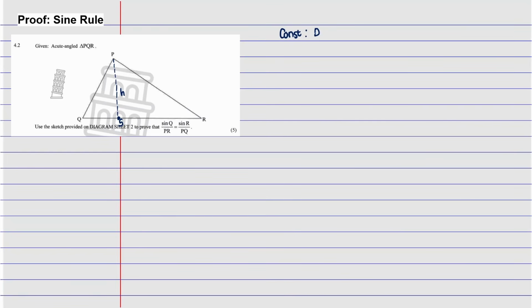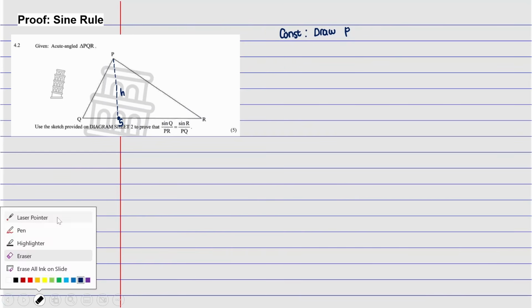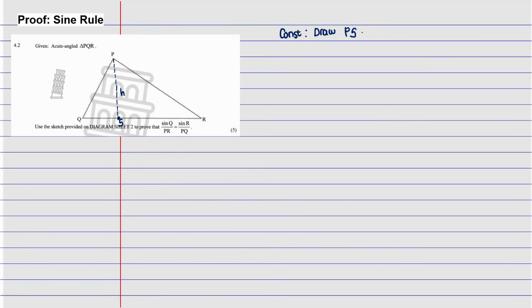So we're going to say construction, right? So you're going to say draw, which is the same thing that we did with area rule. We're going to say draw PS, not PQ, and erase that. Draw PS, right, perpendicular to QR, such that PS is perpendicular, sorry, to QR.